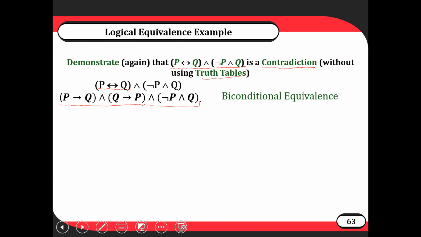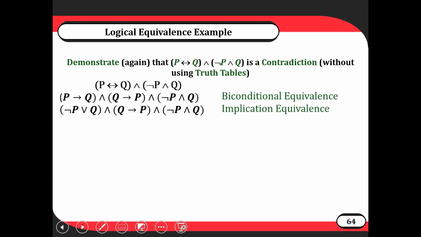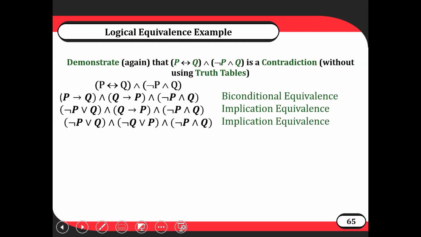And then I can do implication equivalence here. Anytime you see an implication, you probably want to apply the implication equivalence. It's just easier to work with. So we apply it again here. Now instead of our two implications, we have not P or Q and not Q or P, and not P and Q.